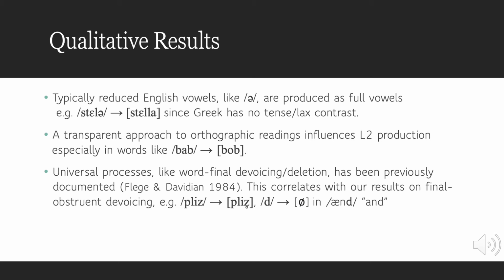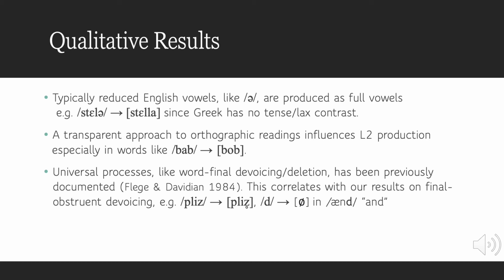English vowels that are typically reduced, like the schwa, are often produced as full vowels by Greek speakers. This is understandable considering the Greek language has no tense or lacks phonemic distinction. A transparent approach to orthographic readings leads to misinterpretation. In simpler terms, L2 speakers may mistake a written letter for a speech sound.